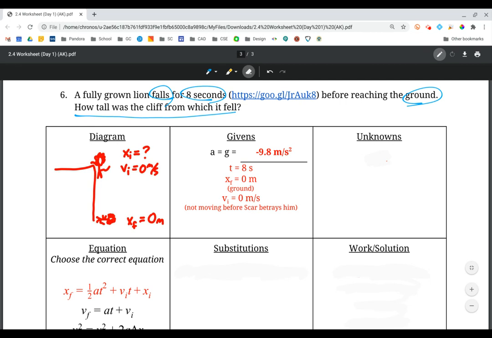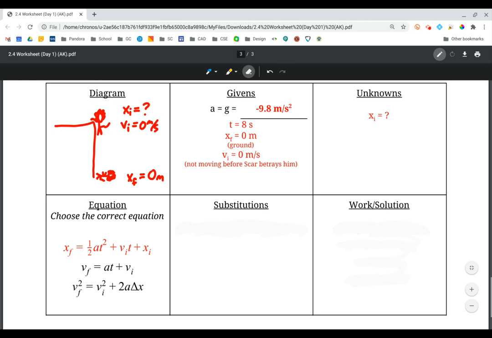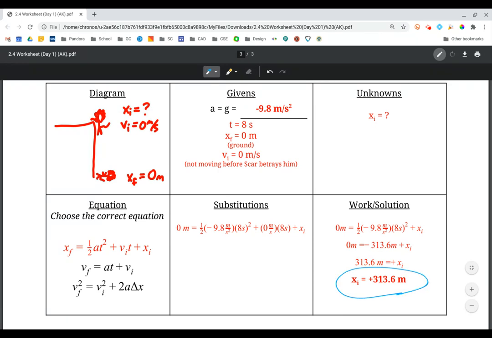The initial velocity is 0 meters per second, and that's because that's how fast the lion was moving right before Scar betrayed him, and then he fell to his untimely death. And the unknown we're trying to figure out is how high up did they start, or what was the initial position of the lion. So we have enough information to use the same equation as last time. We're going to substitute the values in for this and then solve for the initial position. And what we get in the end is that the cliff was 313.6 meters high.